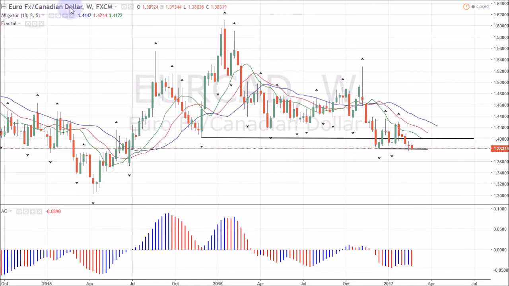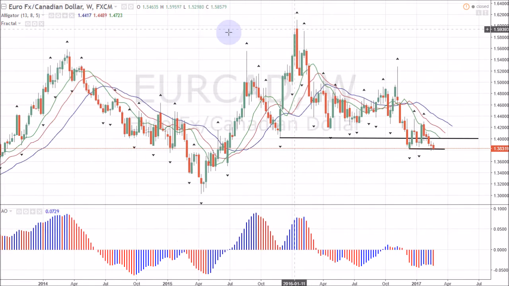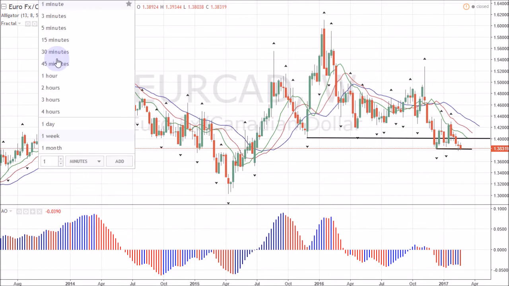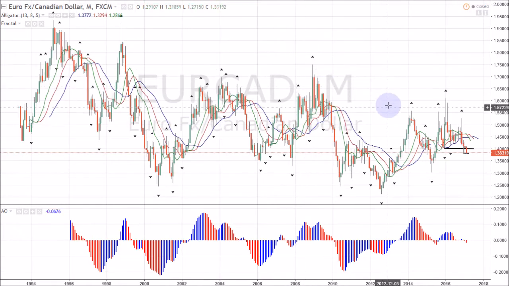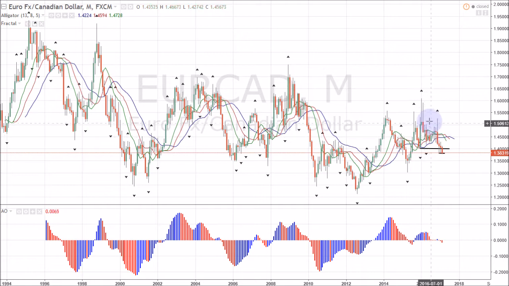Euro Canadian also giving us a very clear possibility to move down. Same scenario as in the Euro Australian. You get your price in a sideways movement on the monthly. Here we're breaking fractals to the downside. Next target could be here, 130.50. We're now at 138, so that's 800 points.